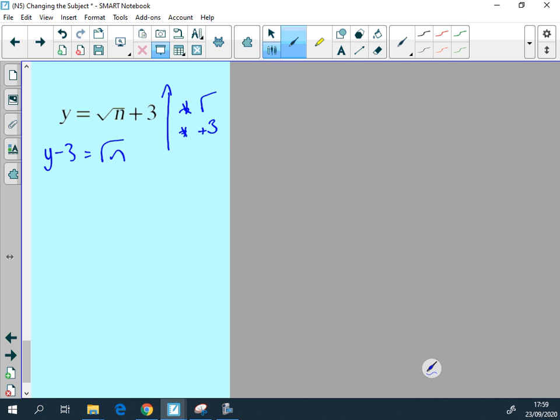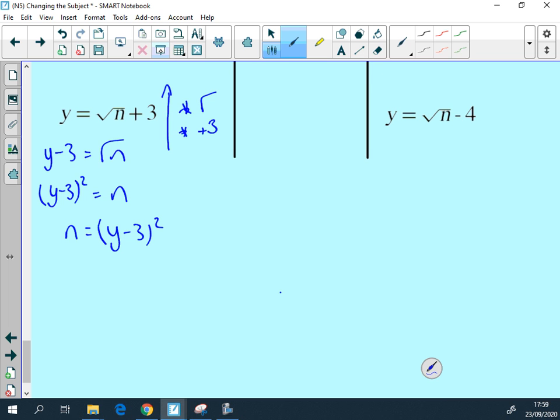Now, there's 2 things over there that I'm going to square. So I can't just write y squared minus 3 squared. When I'm squaring it, I treat it as if it's a bracket, and I square the entire thing, and that's going to be equal to n. So n is equal to y minus 3 all squared, because you're squaring it all together at the same time. One for you to try.